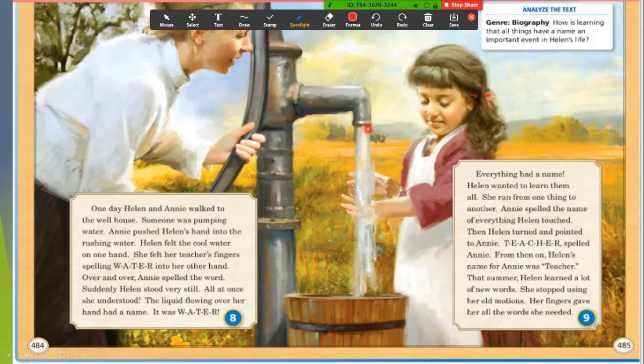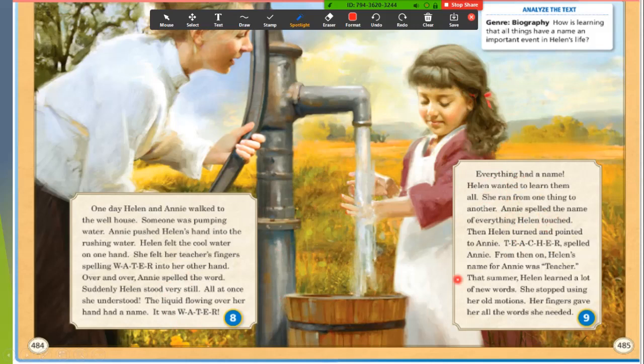So from this point, Helen started to learn the names of everything around her. The first word that she knew was the word water. Everything, she started to know it one by one. Then the second word was the word teacher. Annie spelled the name of everything.